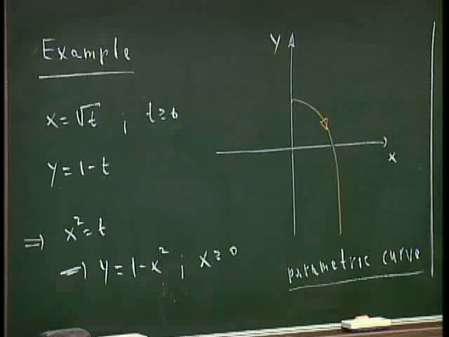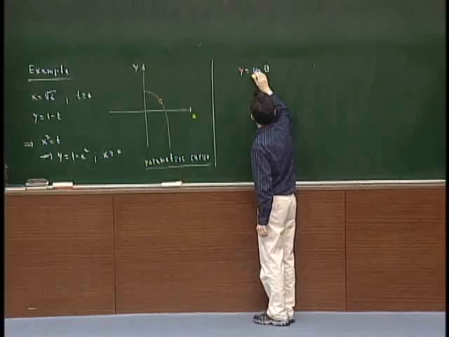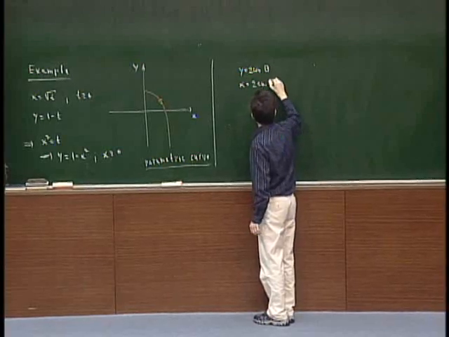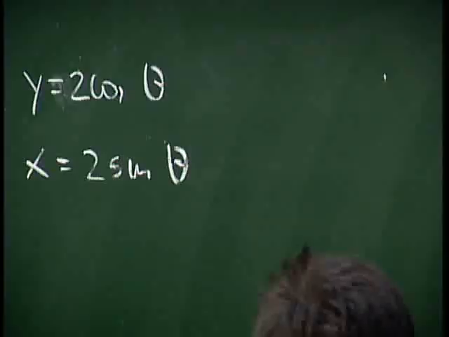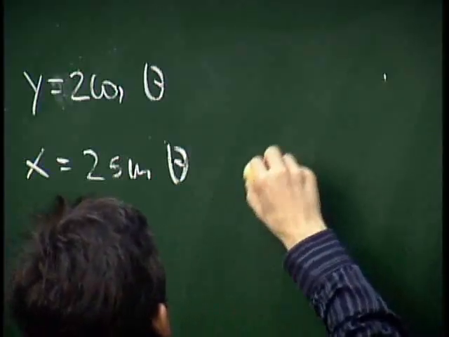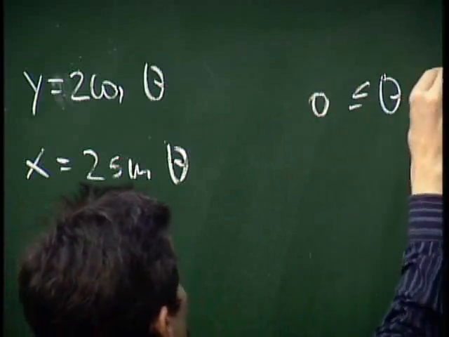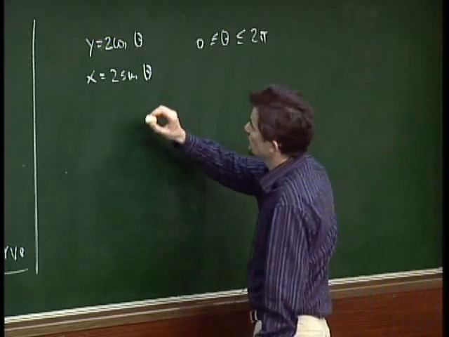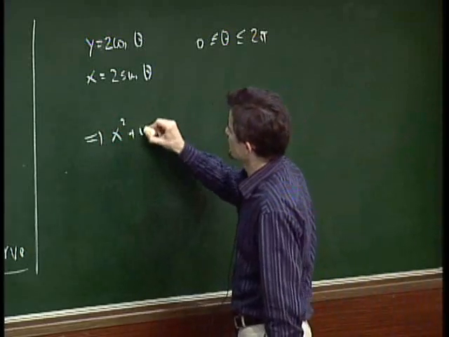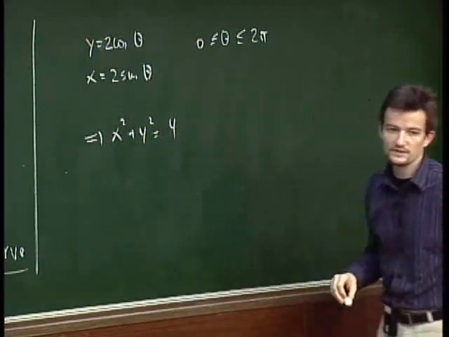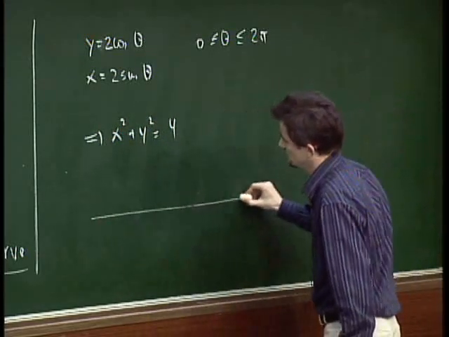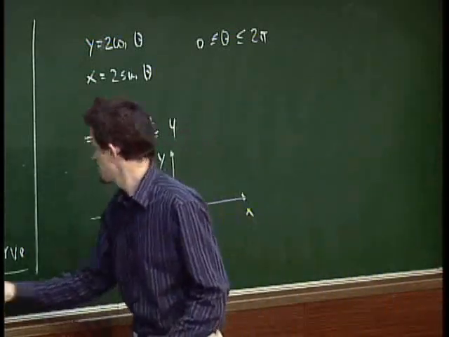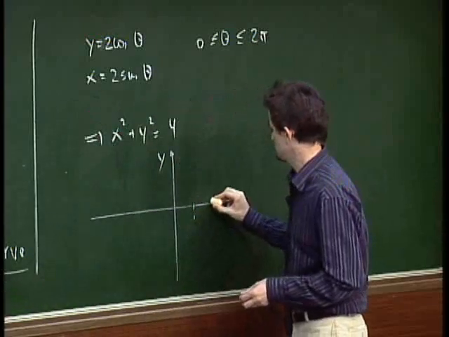Just look at this example, another easy example for a curve which is given by a set of parametric equations where we restrict the parameter, so we say theta is between 0 and 2 pi. So of course we know that x squared plus y squared is equal to 4. So what we have here is a circle with radius 2. Okay, so here maybe is 1, here is 2.